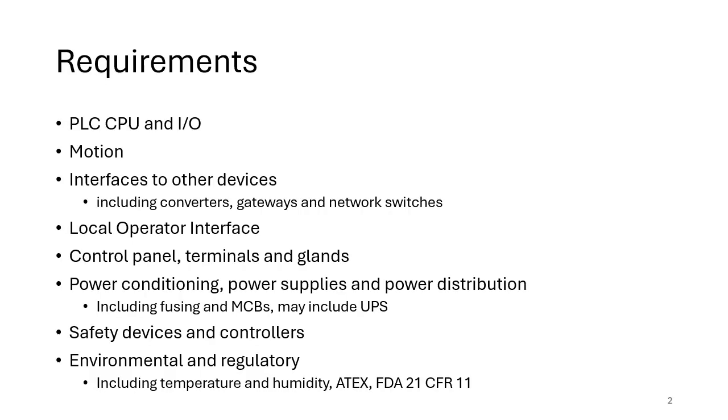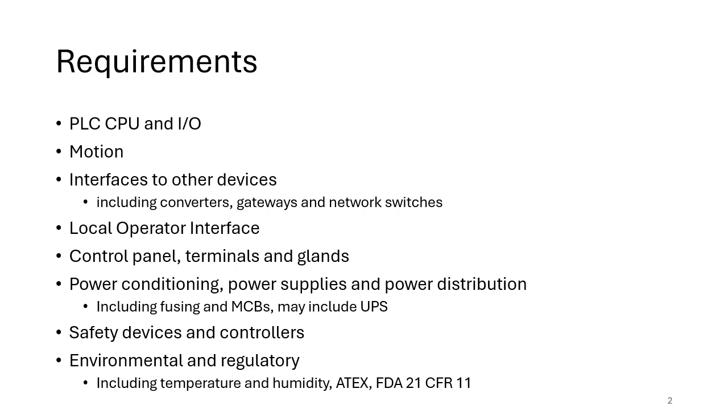Modern PLC based control systems have a number of requirements. Of course, you need a PLC CPU. The CPU is the item that does all of the processing and runs your IEC 61131 Part 3 programming language applications. You need I/O to interface to the plant. So I/O is inputs for all of your sensors and outputs for all of your actuators.